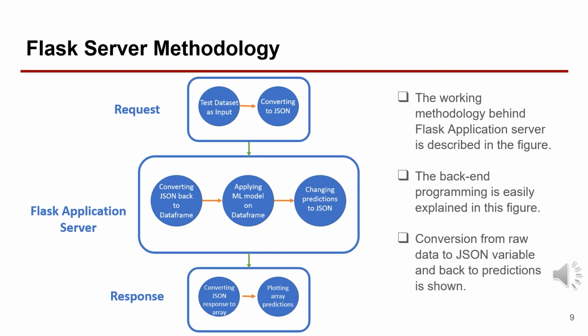The working methodology of the Flask server is really simple. So in the request we send a dataset as input, which is converted to JSON format. Then when this JSON reaches the Flask application server, it is converted back to a data frame, and then the machine learning model is applied on the data frame inside the server. Then the predictions that we get are changed back into JSON format, and then that JSON is sent back to the request format as a response. And then this JSON response is converted back to an array, and then this array is plotted as array predictions.